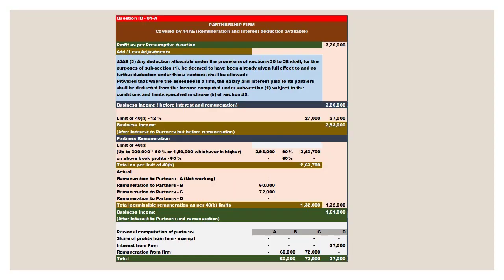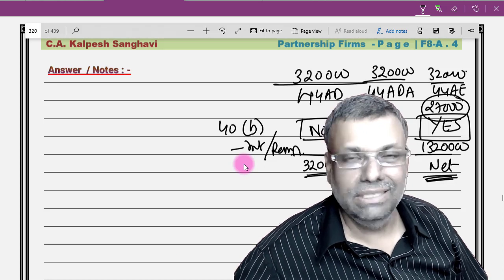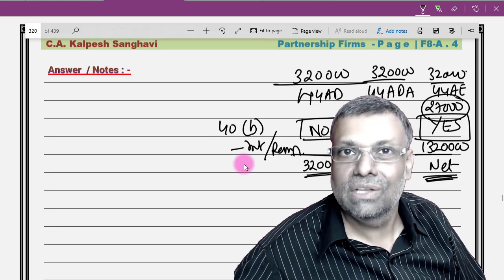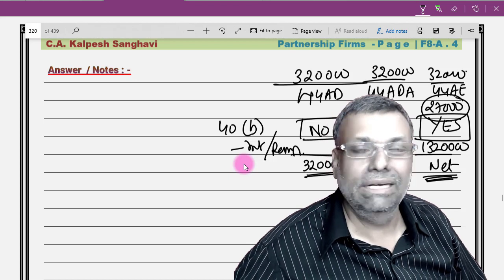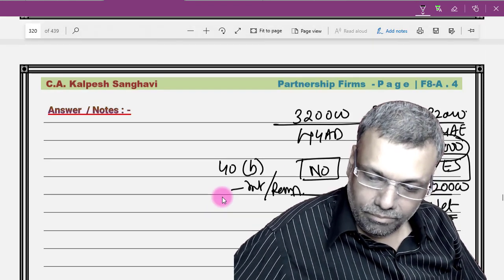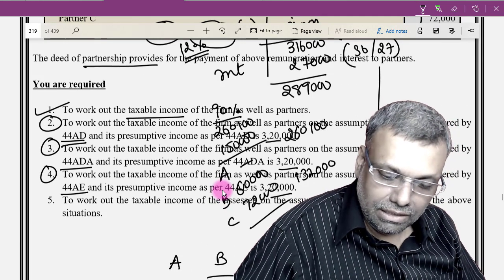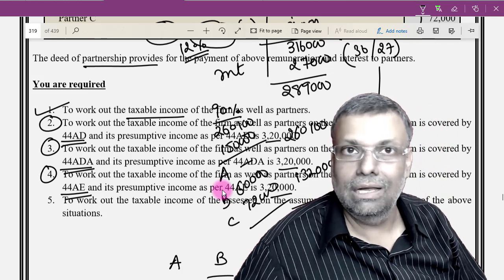This is something which is very, very clear. However, the detailed working I will keep on showing you. If you have understood this particular working, that's more than sufficient. However, I will keep showing the detailed working on the screen, and if you want, you can copy down the very formal answer also. But this understanding is very much required. Now, I have already answered this. 44AD I have answered, and 44AE also I have already answered.